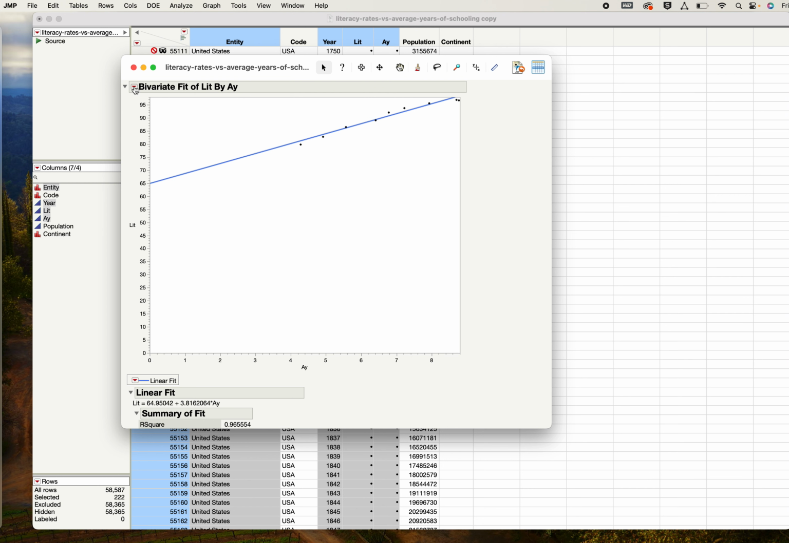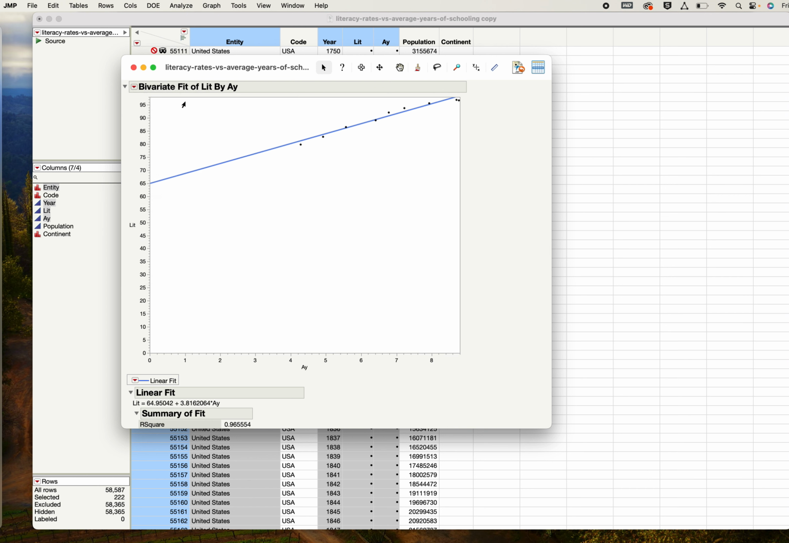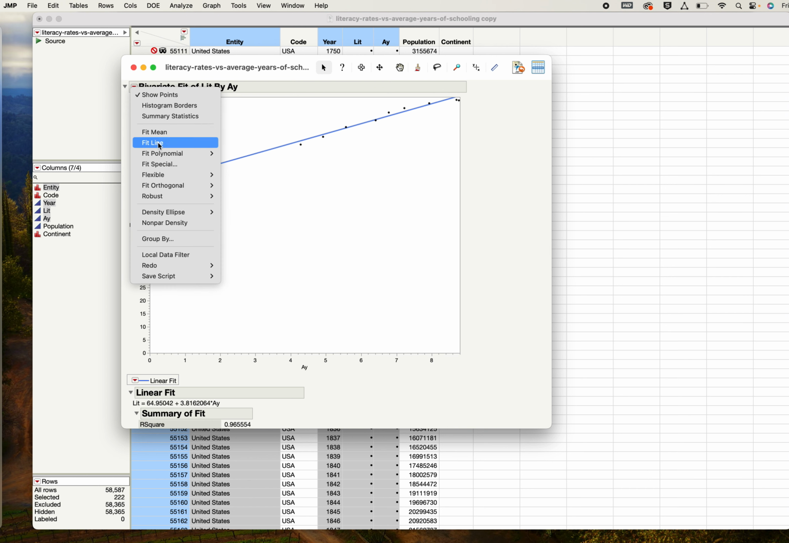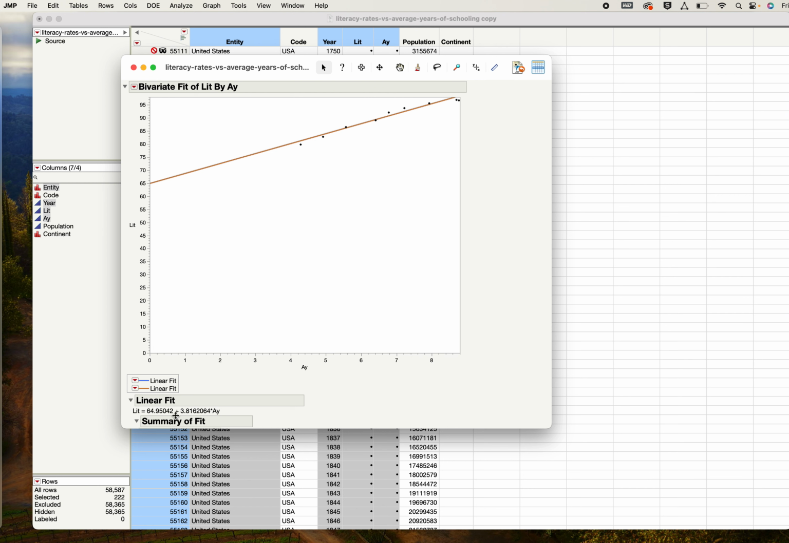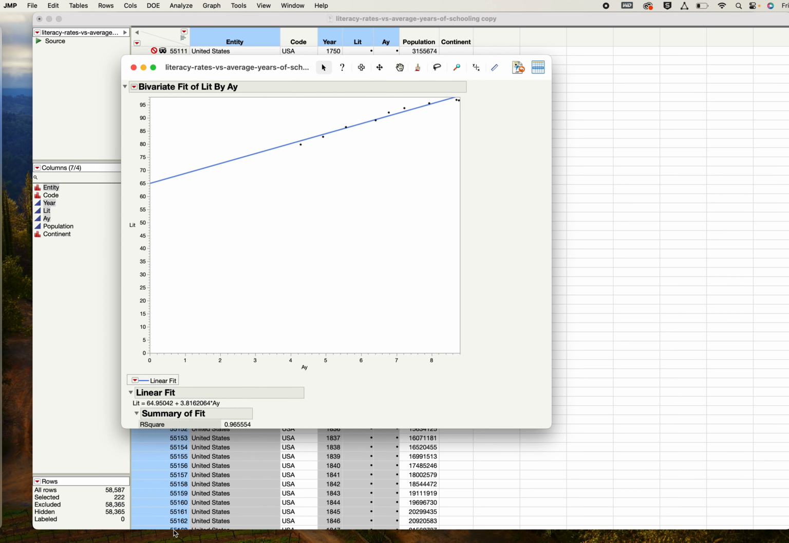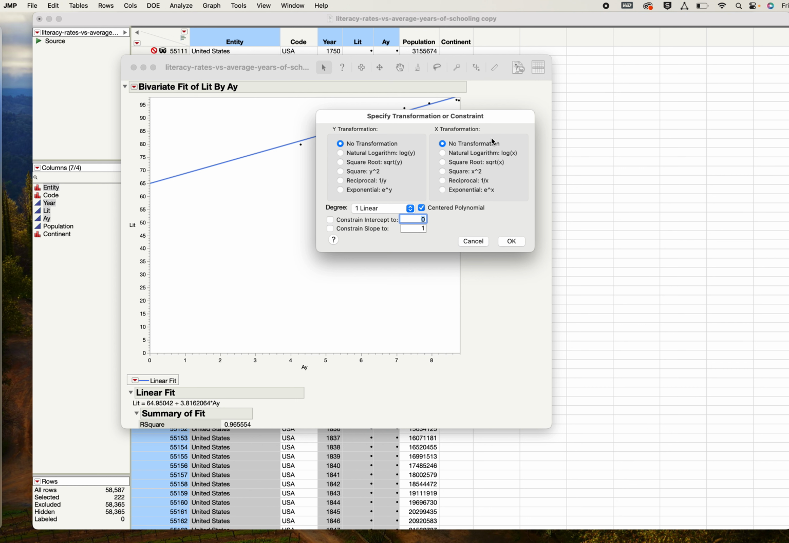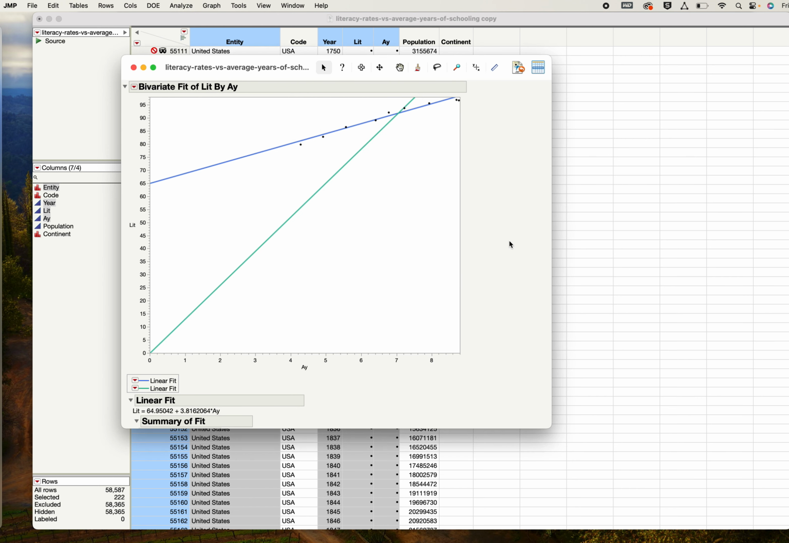Well, we could play around with the linear model. We'll keep that model there. We could fit a line, but oh, I forgot to pick something special. What we're going to do is go to fit special instead of fit line. We'll do no transformation, which means that it's linear, but we'll constrain the intercept to 0. That'll force the line to go through the 0 intercept.